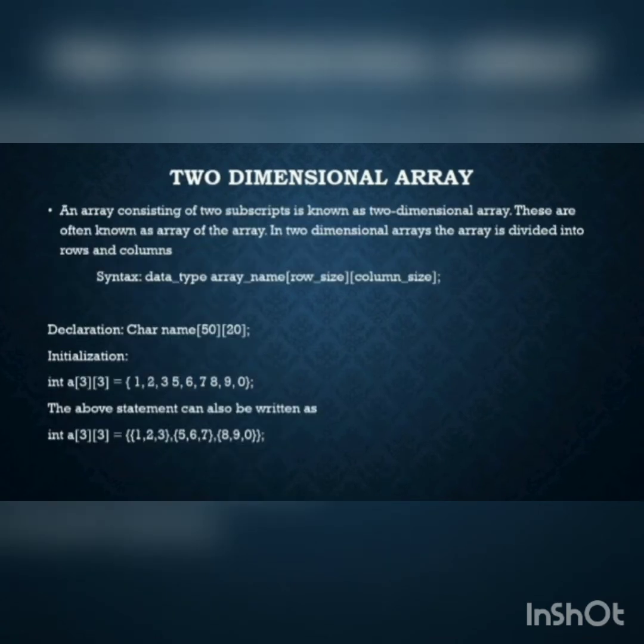Second, two-dimensional array. An array consisting of two subscripts is known as a two-dimensional array. These are often known as array of the array. In a two-dimensional array, the array is divided into rows and columns. Syntax: data type array_name[rows][columns]. Example for initialization: int a[3][3] = {1, 2, 3, 5, 6, 7, 8, 9, 0}.